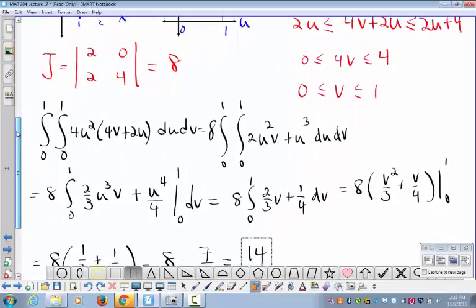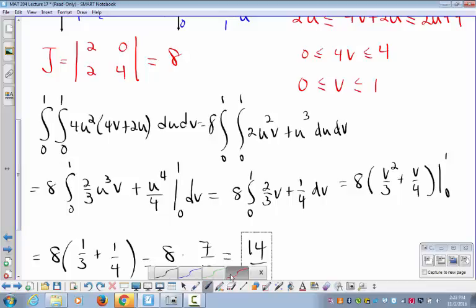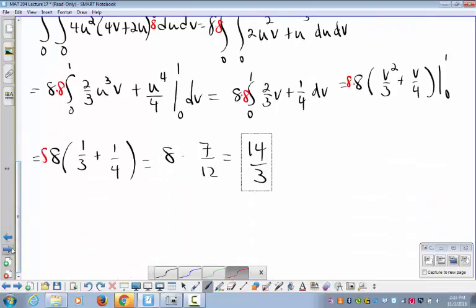We've got to put in our 8. Sorry about that. So the Jacobian factor needs to be inserted. Thanks, Randy. Usually they put it right here, but because it's a constant, we could factor it all the way to the front. So it should be 8 times 8 out there. Don't forget the Jacobian. Thank you. 112 over 3.